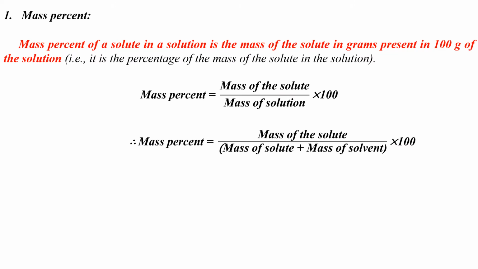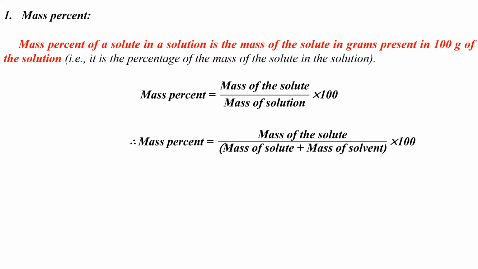Let's learn what mass percentage is. As the name itself suggests, the percentage of mass of the solute in the solution would be known as its mass percent. Okay, so what's the definition for mass percent? Mass percent of a solute in a solution is the mass of the solute in grams present in 100 grams of the solution. Here we take the mass of the solute in grams, the mass of the solution in grams, and also the mass of solvent in grams. So all the masses would be expressed in the unit gram. But mass percent has no unit.